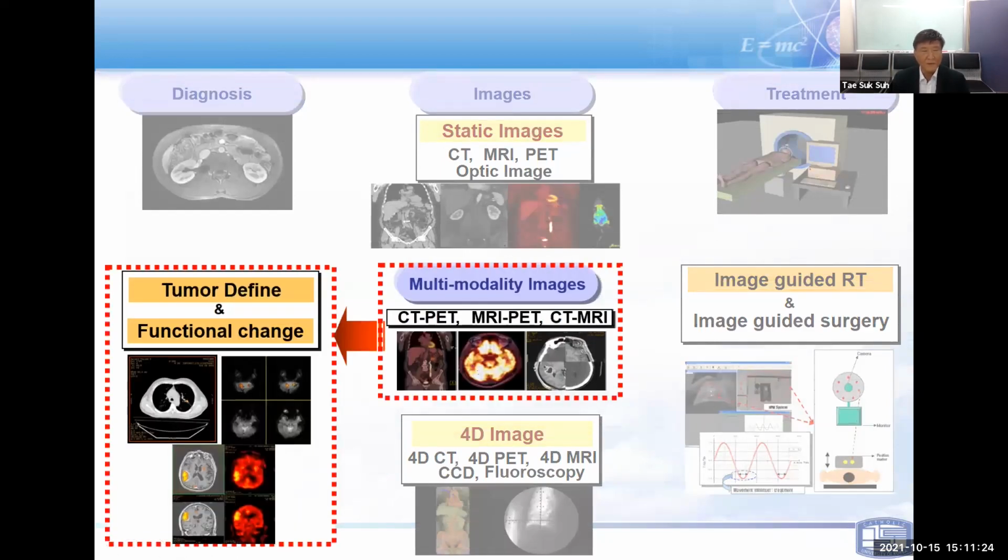So first, multi-modality imagery. Before I talk about the application of multi-modality images in radiation therapy, I would like to show some of the applications used in diagnostic imaging for investigating the tumor definition and functional change.